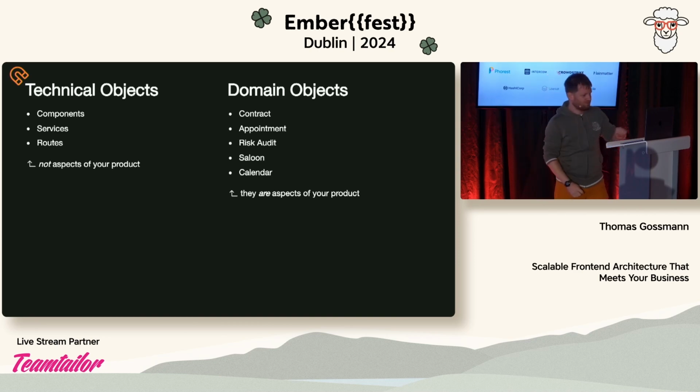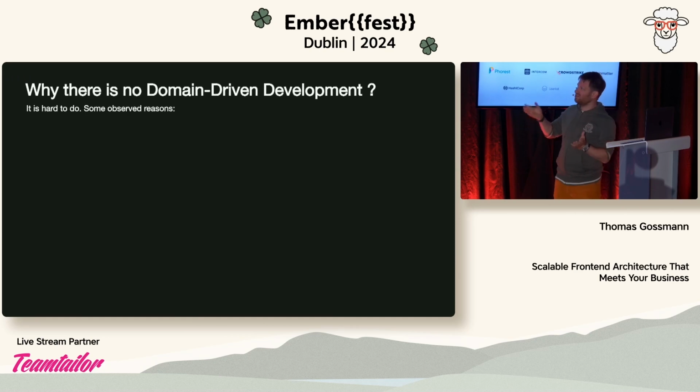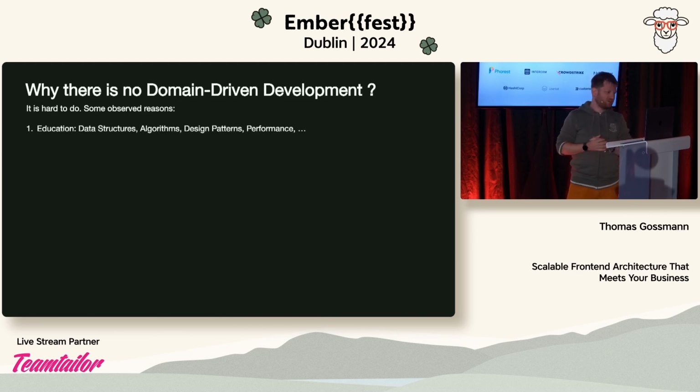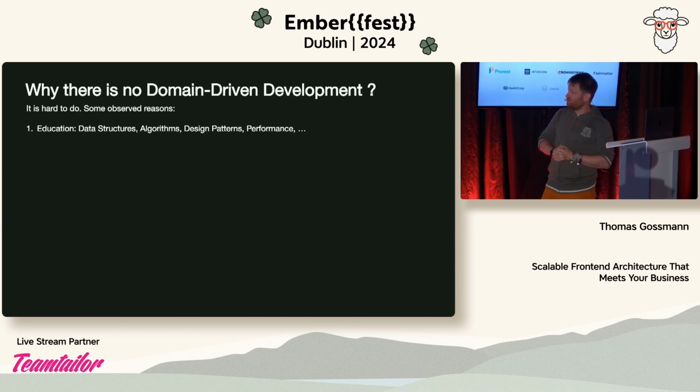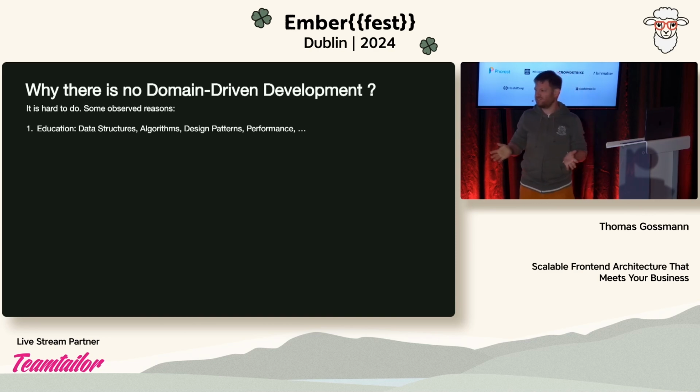It's weird. So why is it so hard that we don't do domain-driven development? Well, obviously it's hard, but some of the reasons we observed here is, for some, education. Like in university, we learn things such as data structures, algorithms, design patterns, performance, and a lot of technical things. And in Germany, I often hear the saying, when somebody freshly graduated starts their first job: oh, you studied computer science, nice. Now the only thing left is we need to teach you programming. And it's funny, but also true.